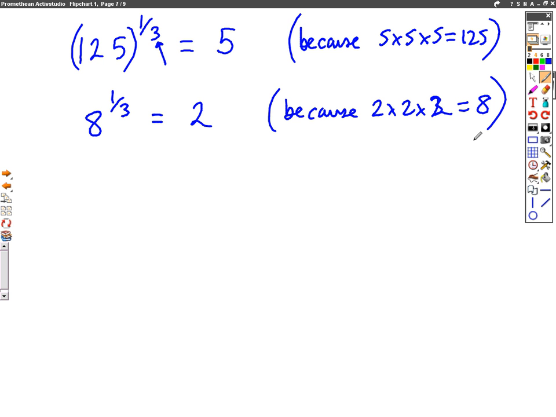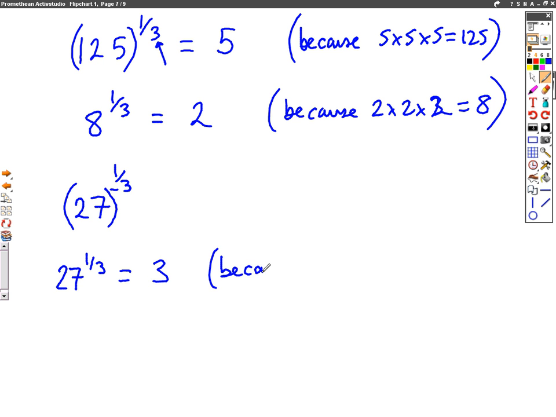Right, so it's the same with the minus powers. So if we had, say, 27 to the minus a third, as I've been doing all the way through this, if we do 27 to the third, the answer's 3, because 3 times 3 times 3 is 27. So let's just do it with a minus. If we put the minus in front of the power, we get 1 over. So it's 1 over 3.